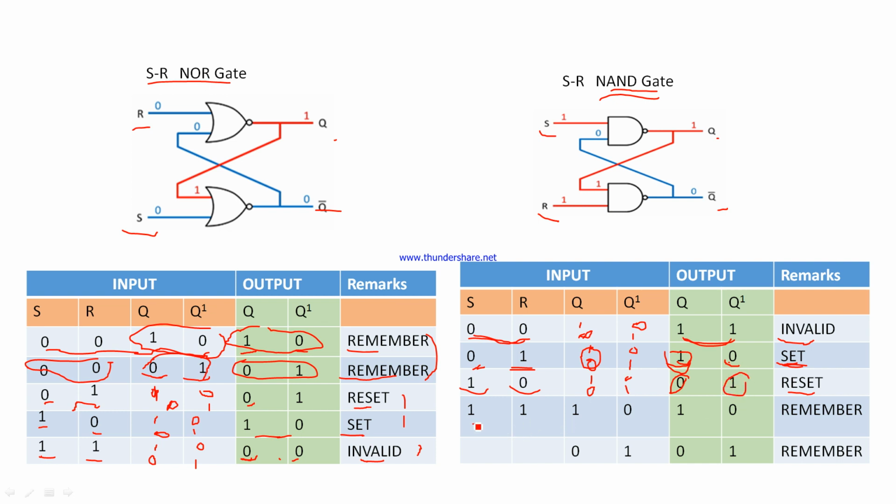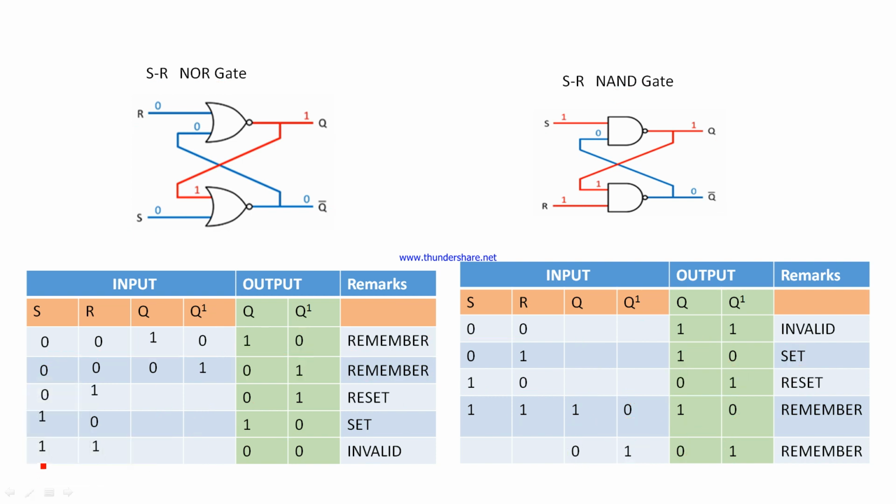Another possibility is when we put S1, R1. At one time we assume Q as 1 and Q dash as 0, and you will see that you will be at a remember state. Q and Q dash will remain the same. We call that a remember state. Next, S is 1, R is 1, we assume Q 0 and we assume Q dash as 1, you will get the same output, Q 0 and Q dash as 1. We call that the remember state. So it's not difficult. You can easily memorize this.